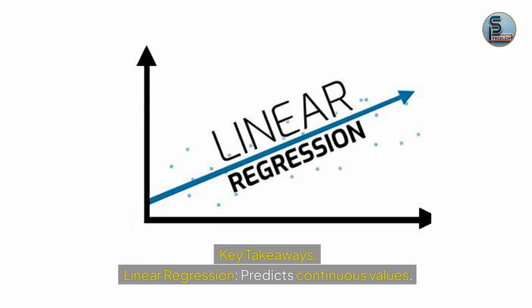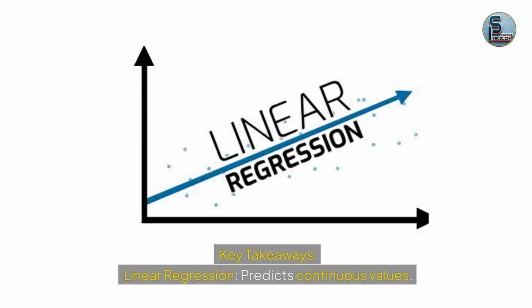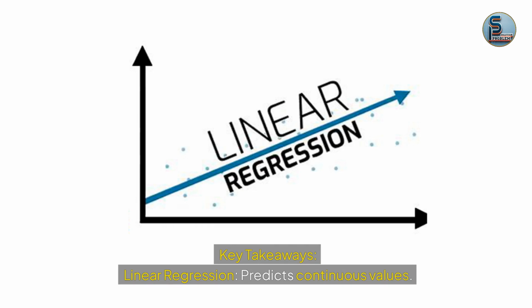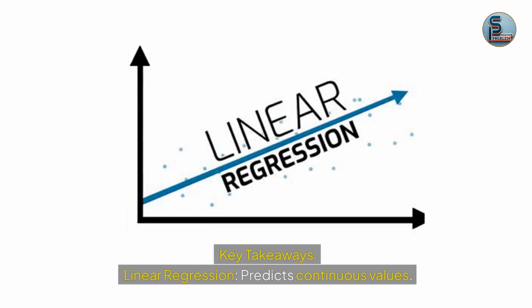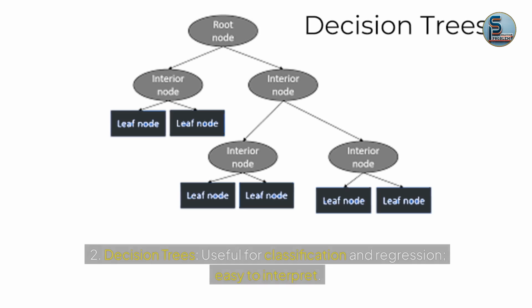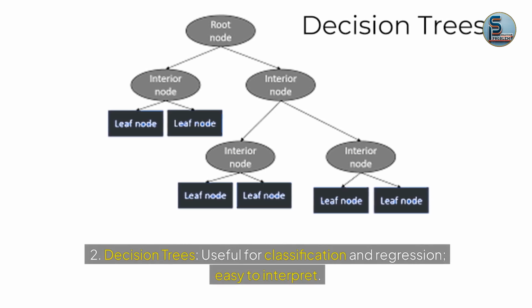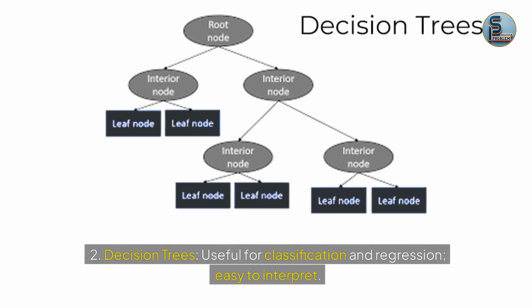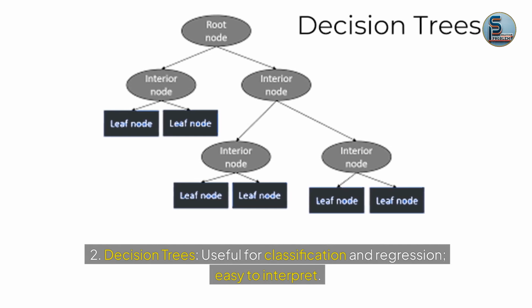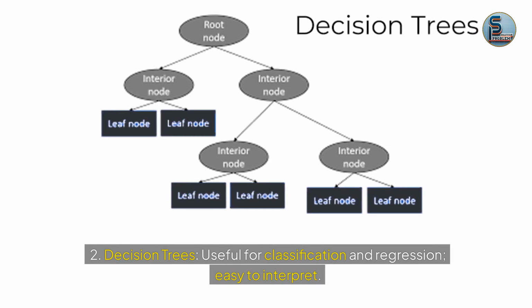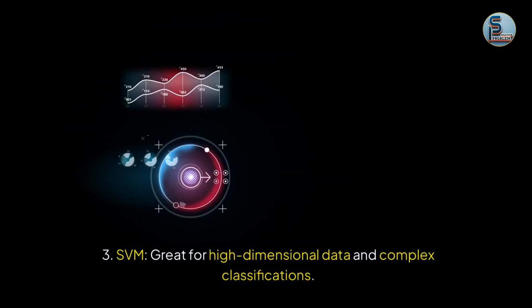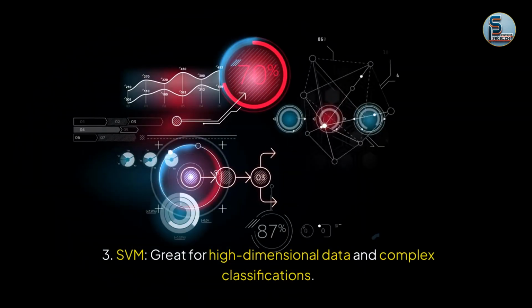Key takeaways. 1. Linear regression predicts continuous values. 2. Decision trees. Useful for classification and regression, easy to interpret. 3. SVM, great for high-dimensional data and complex classifications.